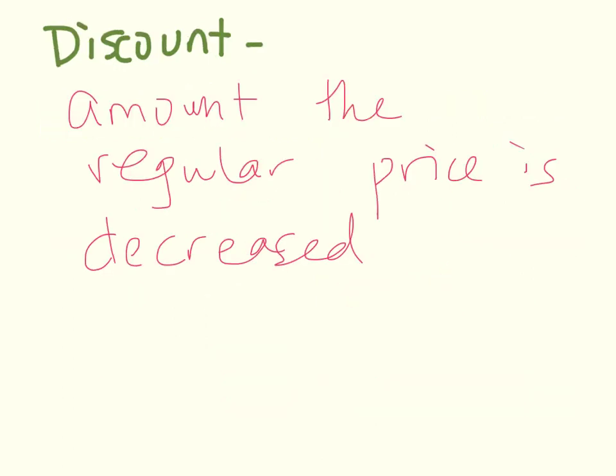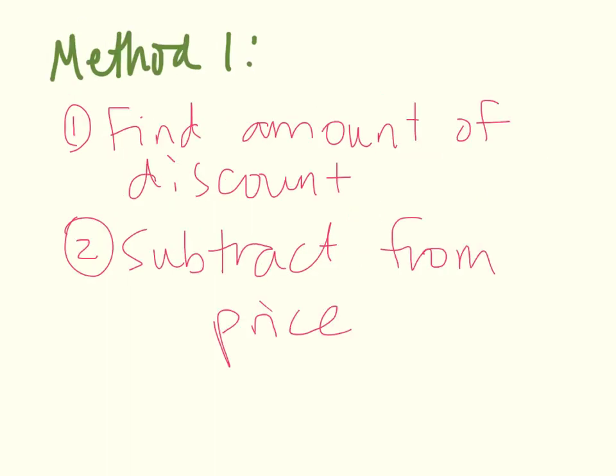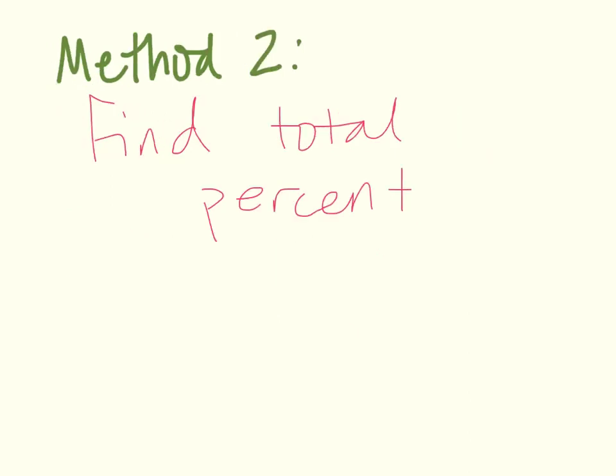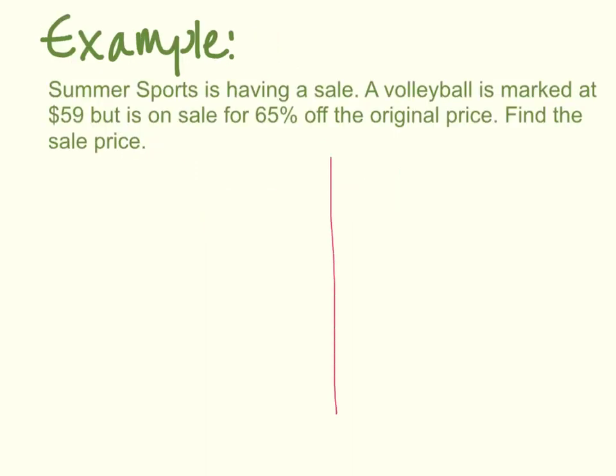The next thing we're going to look at is discount. Discount is when we take a regular price and we decrease it to make it a lower price. Something's on sale. Method 1, again, is we can find the amount of the discount, how much they're going to take off of the price, and then subtract it from the price. Method 2 is just find the total percent that I'm actually going to pay and find that of the cost. Again, we'll do method 1 and method 2.